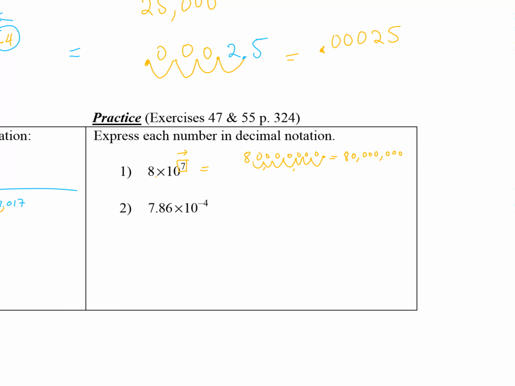Now we're going to do 7.86 times 10 to the negative 4th power. We're going to go to the left, since it's negative, 4 times. So 7.86, we're going to go 1, 2, 3, 4. We're going to have 3 extra zeros involved. So the answer is going to be 0.000786. That's it. It's quite simple.